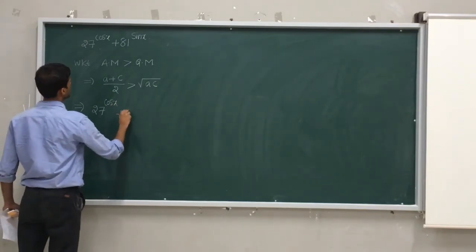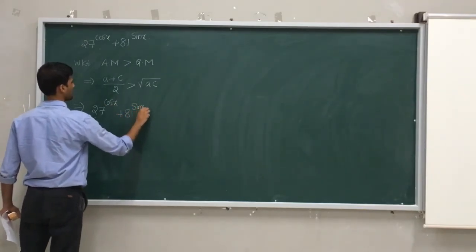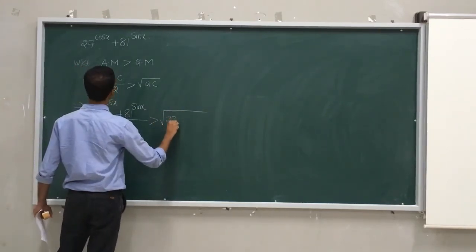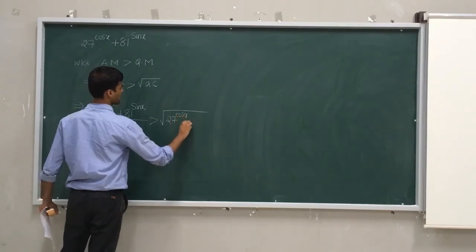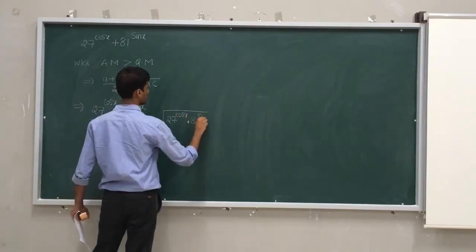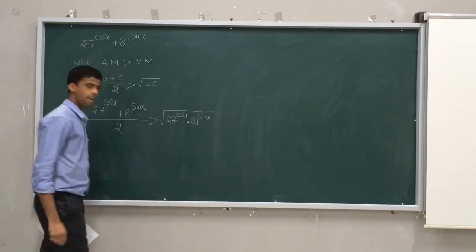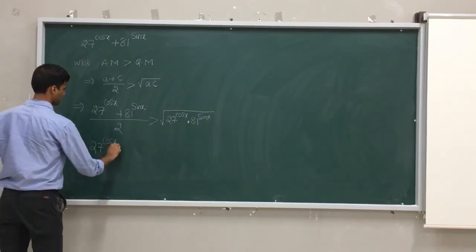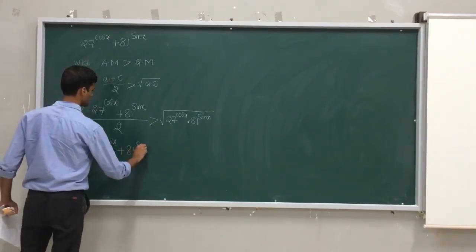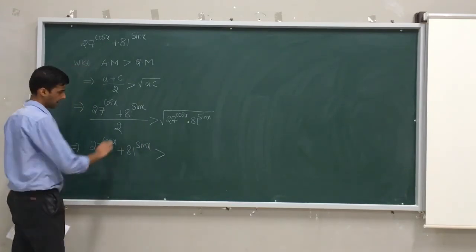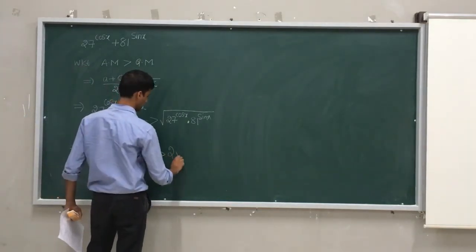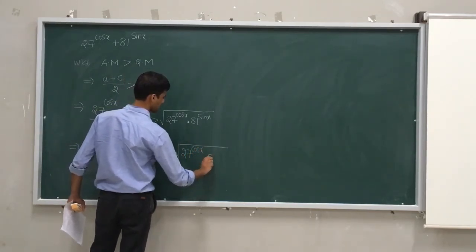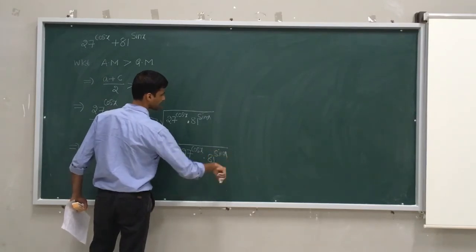Okay, plus 81 to the power sin x upon 2 greater than square root of 27 to the power cos x into 81 to the power sin x. Next, I will write this as 27 to the power cos x as it is, 81 to the power sin x as it is, greater than. I will shift that 2 to the right hand side top position: 2 times 27 to the power cos x into 81 to the power sin x.